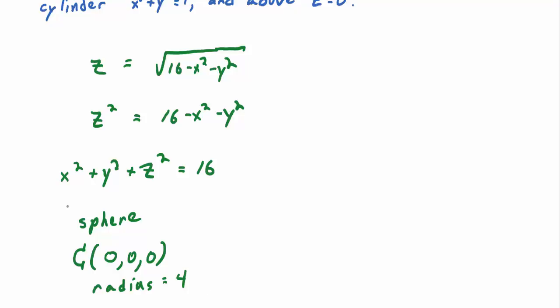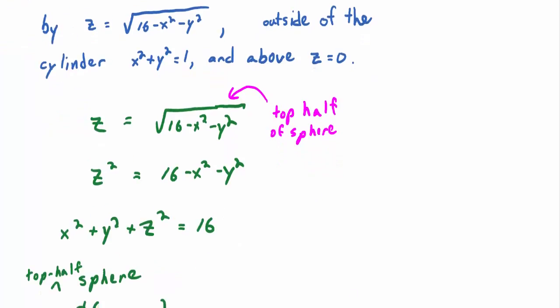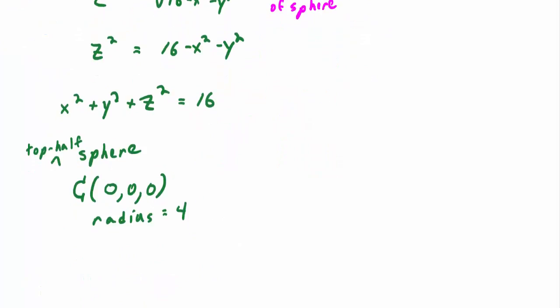However, it's just the top half, right? Because originally we were given z equals the positive square root. So that means it's the top half because it's the positive square root here, right? Top half of sphere. So let's see if we can draw a picture of that. So we're drawing a hemisphere, right? The top half. Something like that.